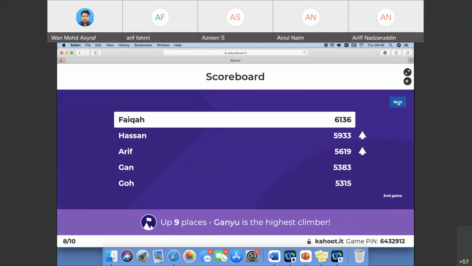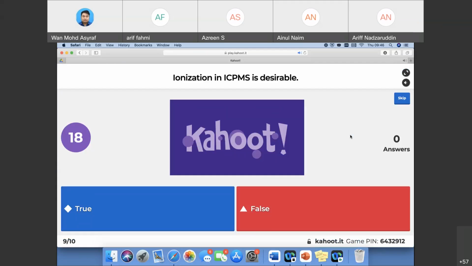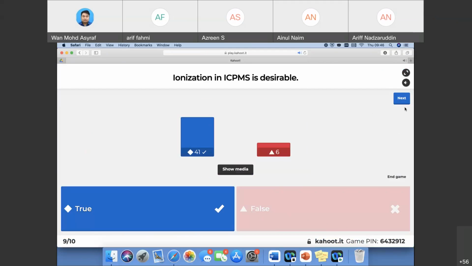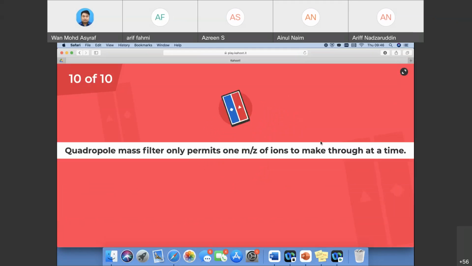Next question. True or false? Ionization in ICP-MS is desirable. Alright, true. In AAS, ionization is not desirable. So Faika is the highest now. Good job.